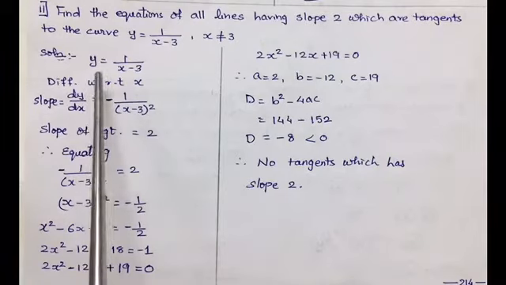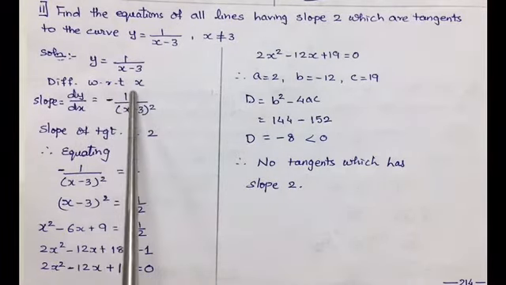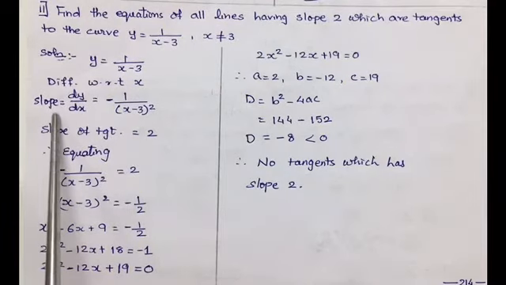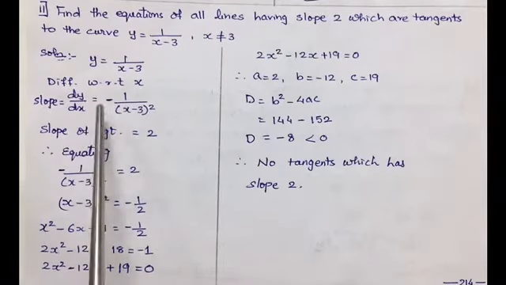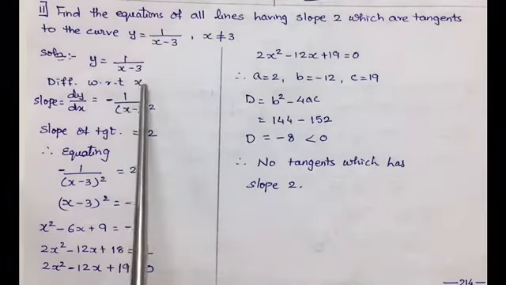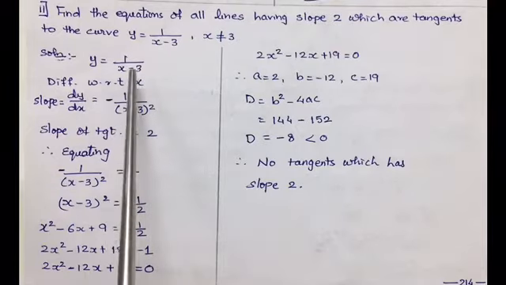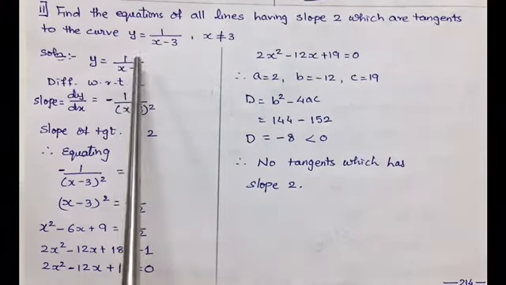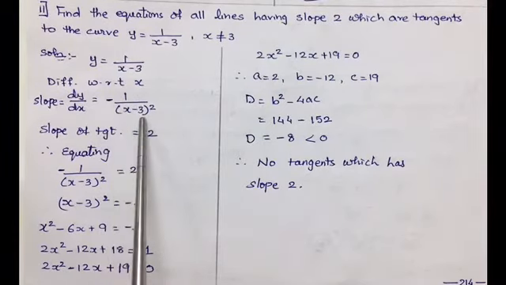So taking up y equal to 1 upon x minus 3, differentiating with respect to x, the slope that we will get will be dy by dx is equal to, now again use the formula of derivative of 1 upon x as minus 1 upon x square. So the derivative of 1 upon x minus 3 will become minus 1 upon (x minus 3) square.